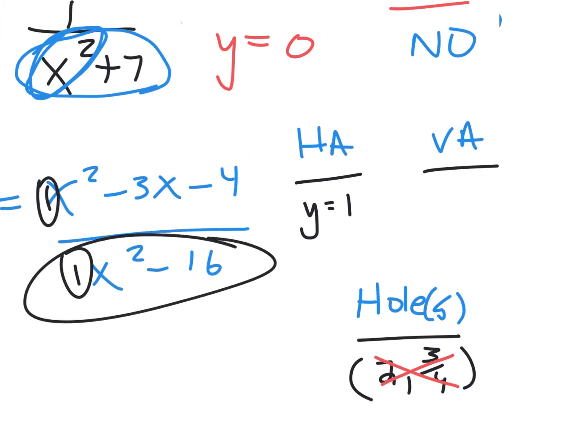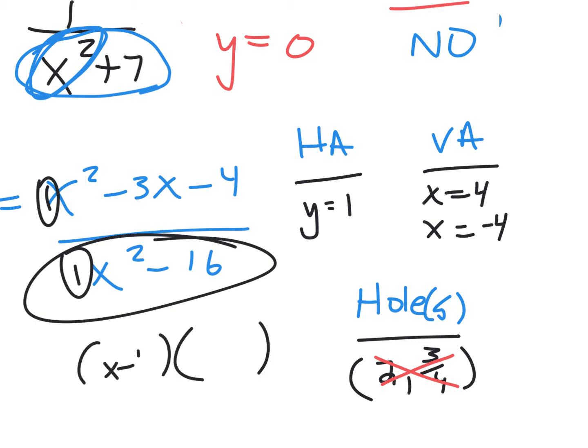Verticals come from the bottom. What makes the bottom 0? It'd be very tempting to just say x equals 4 and x equals -4. If you're extra smart, because there's 2 answers, but one of them turns out to be a hole.